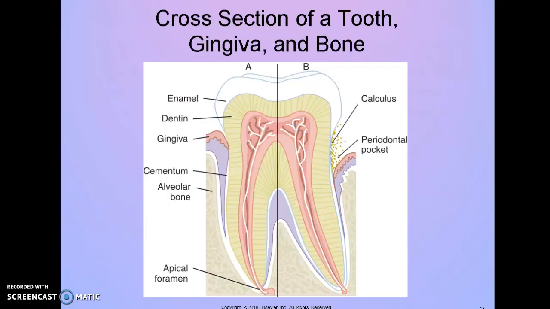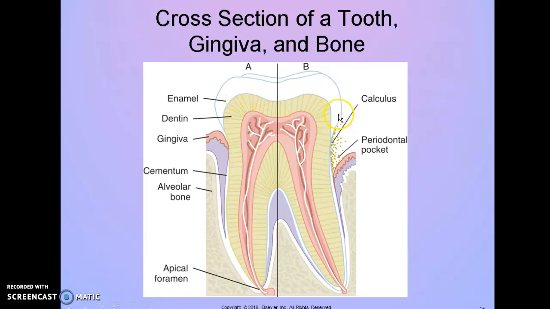So here is a look of 2 sides of a tooth. We have on the side of A, we have a healthy root, and we have enamel, we have dentin, we have the gingival tissues coming up right at the anatomical crown of the tooth, we have the cementum, etc. So we have a very healthy, very lovely structure here on the side of A.